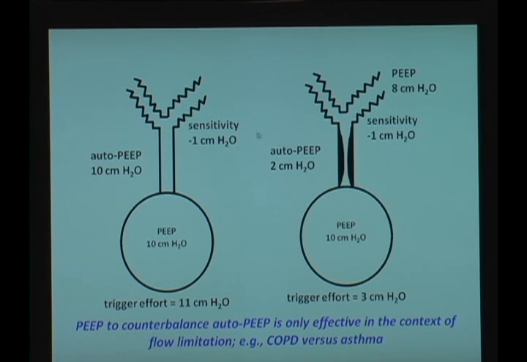Now, how much PEEP are you going to add to counterbalance the auto-PEEP? So you have your patient here. How much additional PEEP are you going to use to counterbalance the auto-PEEP? Put it on 3, 6, 12, 15.